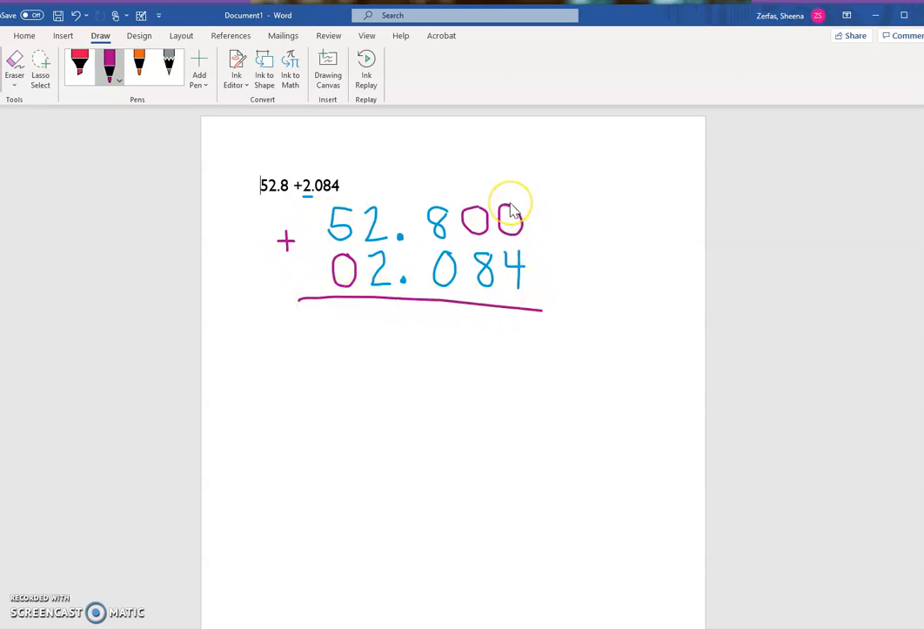Then you just need to add top to bottom, starting on the right-hand side. So 0 plus 4, 0 plus 8, 8 plus 0, 2 plus 2, and 5 plus 0. When you're deciding where the decimal goes in your answer, all you need to do is drop this down.